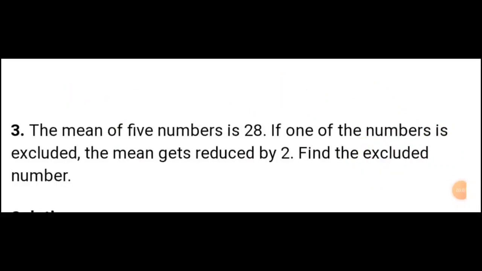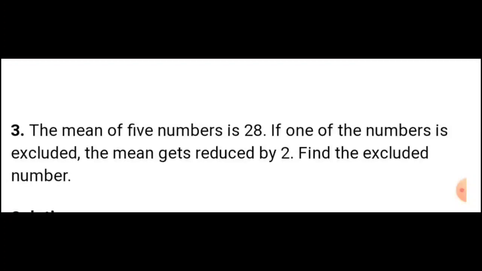Here is one more question of a similar kind. I think this will clear your concept of the previous one also. So here it is given the mean of 5 numbers is 28. And if one of the numbers is excluded, the mean gets reduced by 2. So find the excluded number.